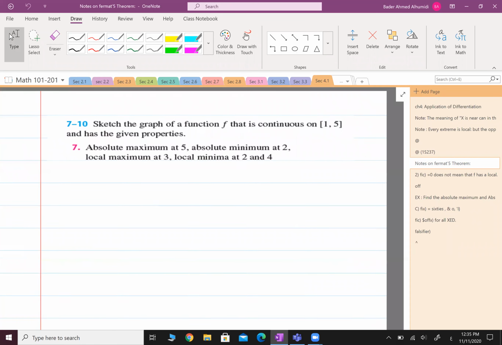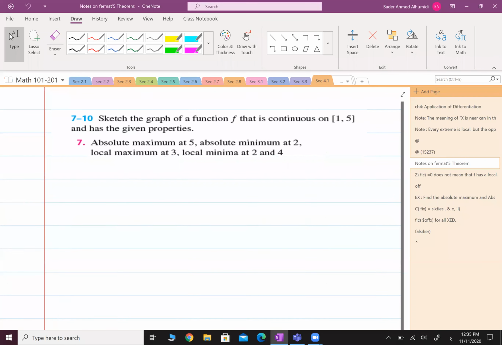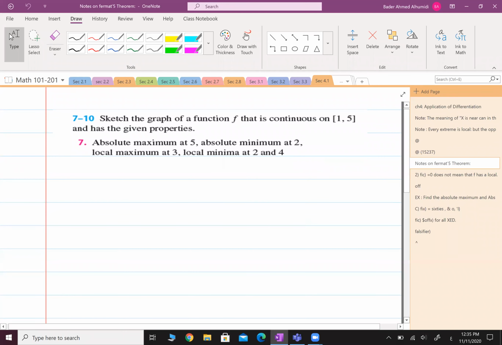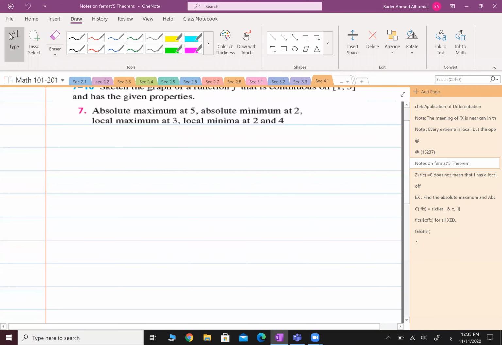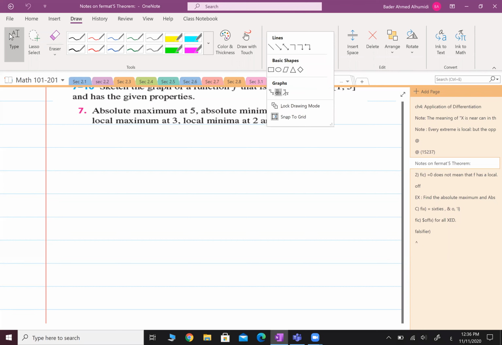I have another exercise here from the book. It says sketch the graph of a function. What are the properties of this function? It says it is continuous between 1 and 5 and has the given properties. What are these properties? It has absolute maximum at 5, absolute minimum at 2, local maximum at 3, and local minimum at 2. Okay, let us try to sketch a graph satisfying this.